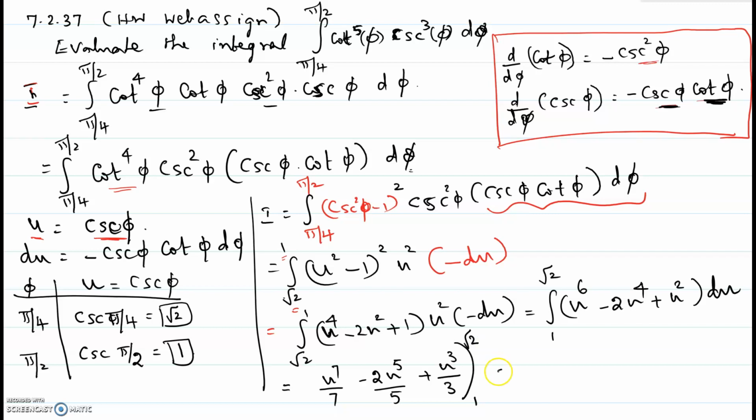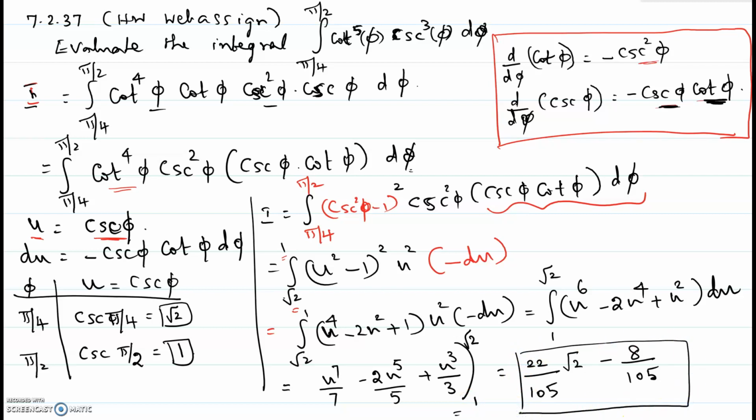If you simplify, it's going to give us 22 over 105 square root of 2 minus 8 over 105. So at this point, you're going to use the fundamental theorem of calculus part 2. So evaluate this expression at the upper limit, which is root 2, minus evaluate this expression at the lower limit at 1. If you simplify that computational part, it gives you this answer. Hope this video helps.